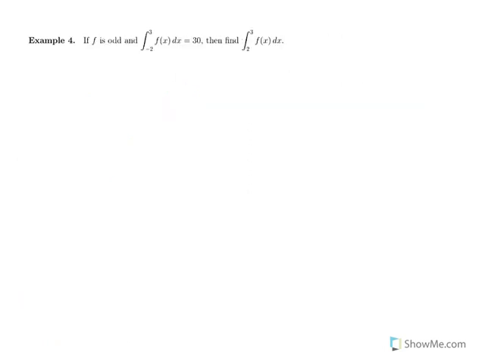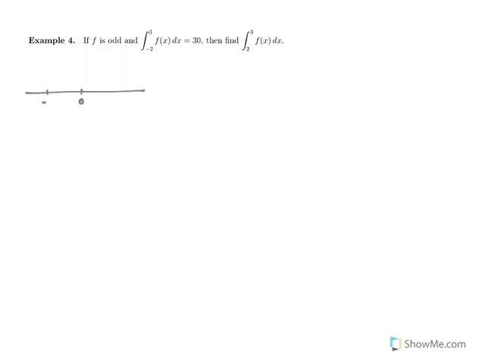So the next example deals with a function being odd. It's going to be somewhat reminiscent of the first problem we did in this video. We have that a function is odd and the integral from -2 to 3 is 30. We want to find the integral from 2 to 3 of the function. So let's think about a little number line here.